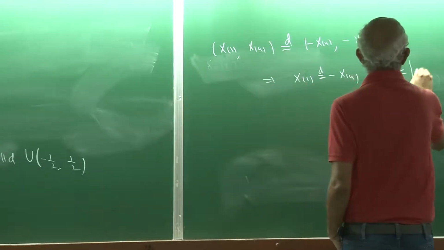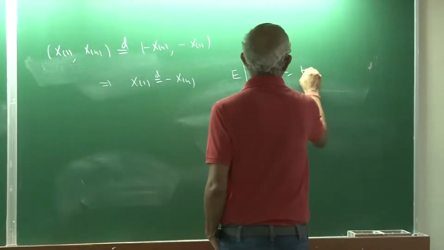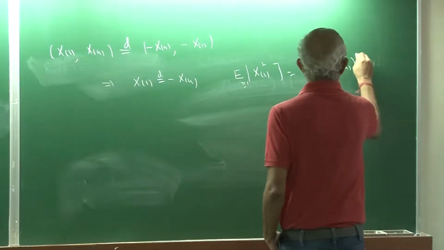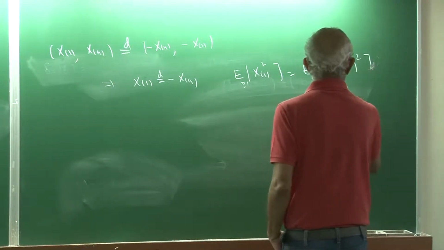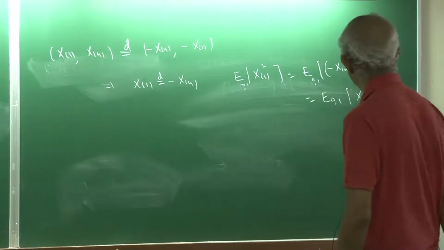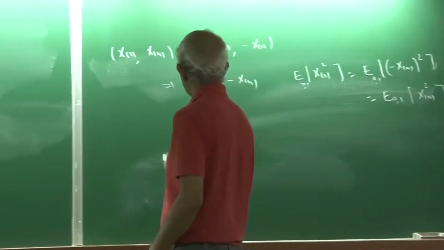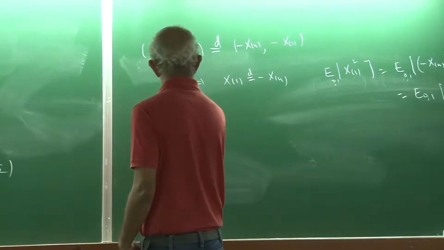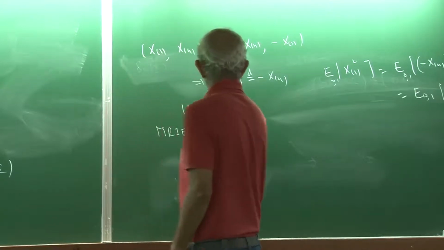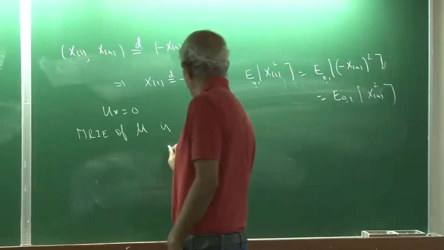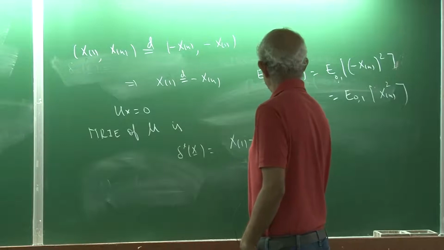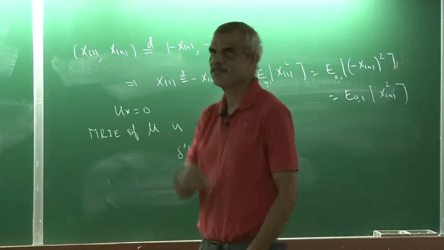So expected value of x1 square is same as expected value under 0, 1 of minus xn whole square, which is E01 of xn square. Moments exist because range of uniform is finite. So what do you get? U star is 0. So MRE of mu under the affine group of transformations is nothing but only x1 plus xn by 2, because that u star turns out to be 0.